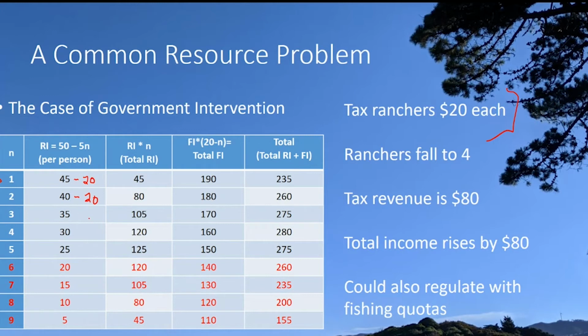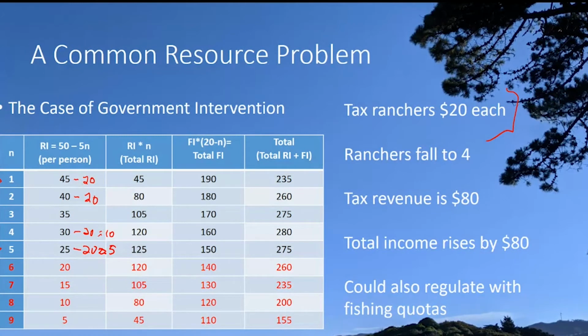The second rancher would enter too, because $40 per rancher minus 20 still gives them $20, which is greater than 10. 35 minus 20 is going to give you $15, which is still greater than 10. And 30 minus 20 per rancher is going to be equal to $10, which is just equal to the income you're going to earn as a farmer. But if we say, should a fifth rancher enter the ranching industry? Well, 25 minus 20 is now going to be equal to $5, and $5 is less than what you can get as a farmer. So, don't enter.